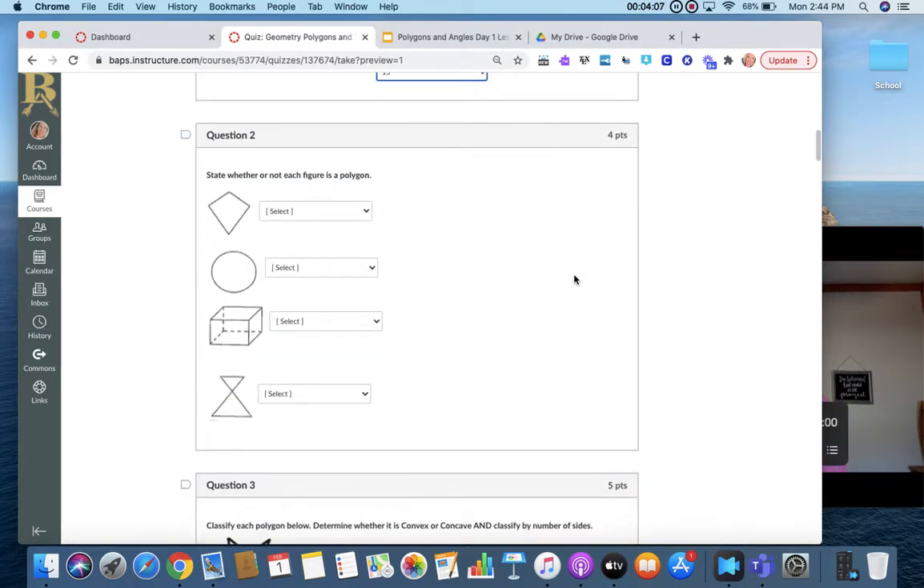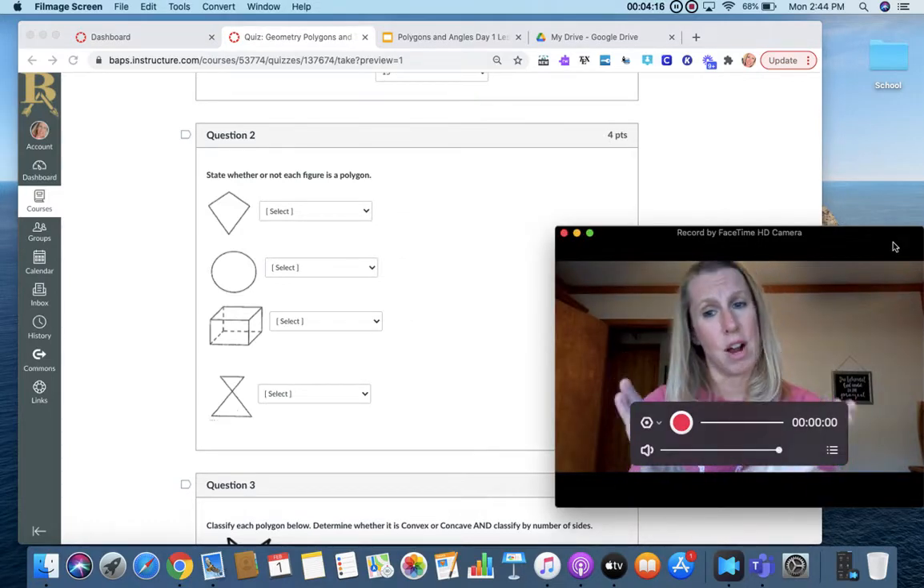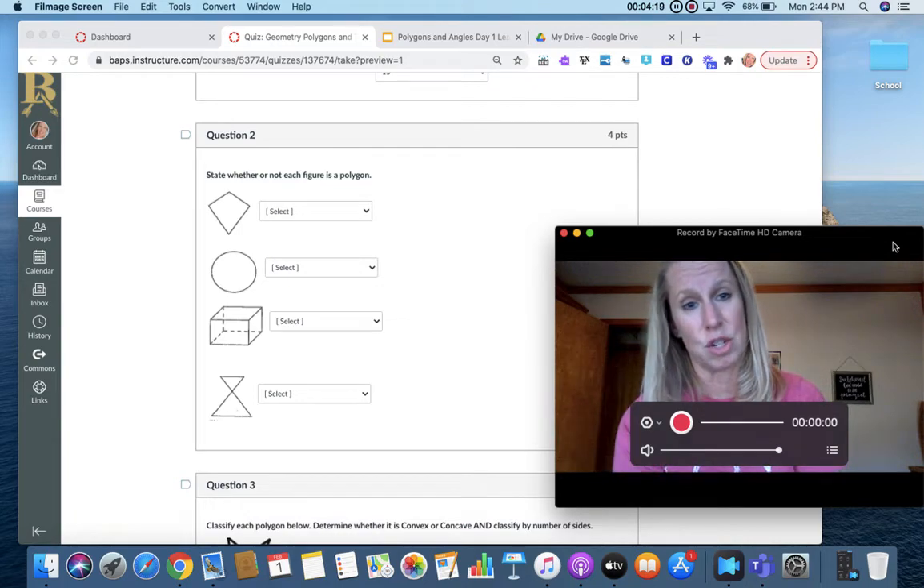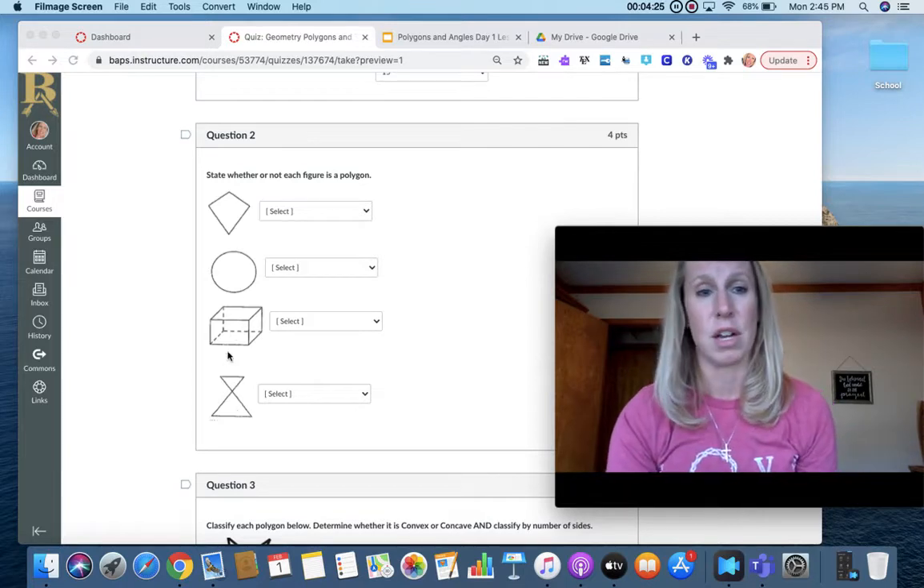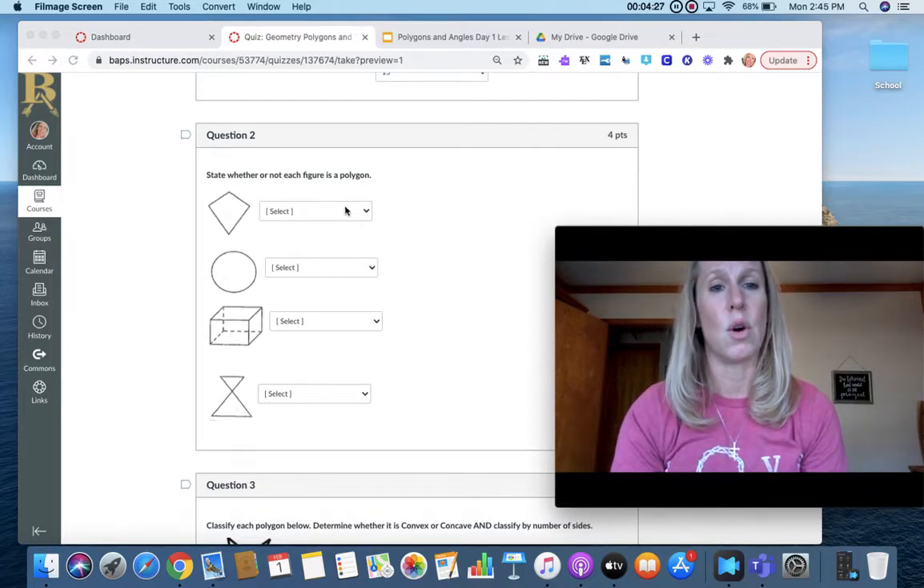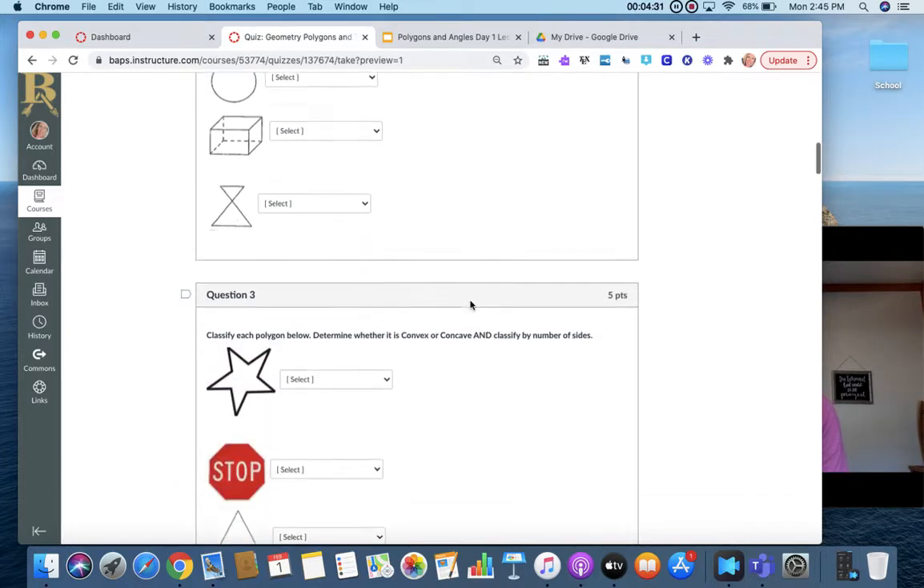Okay, on these you have to determine yes or no, is it a polygon? There's only one yes here. I hope you know which one is yes. Polygons cannot be round, they cannot cross, and they cannot be 3-dimensional. So the circle, this one, the 3-dimensional figure, and the one that crosses are not polygons. So these 3 would be no. The only one that's yes is the first one. All the others are no.